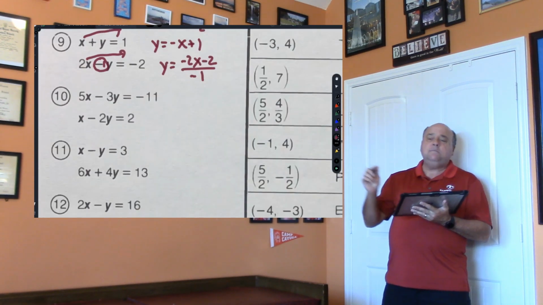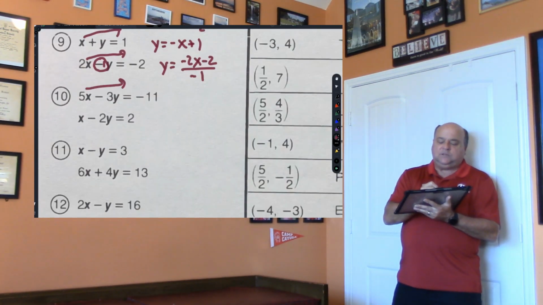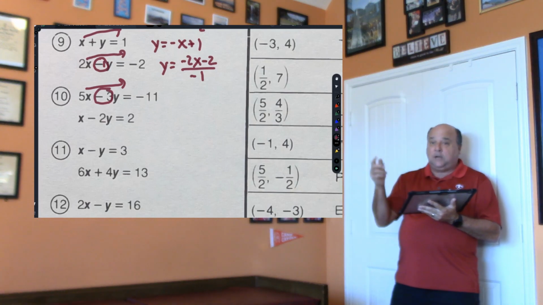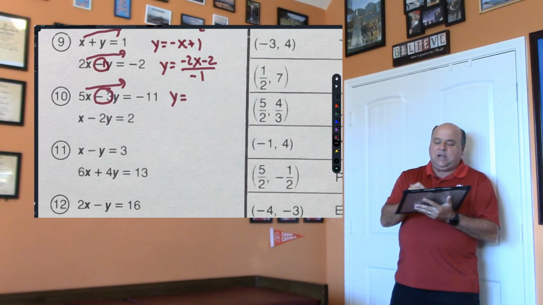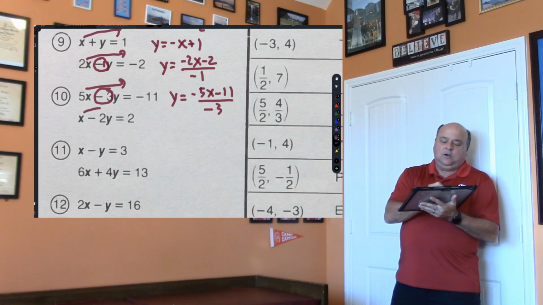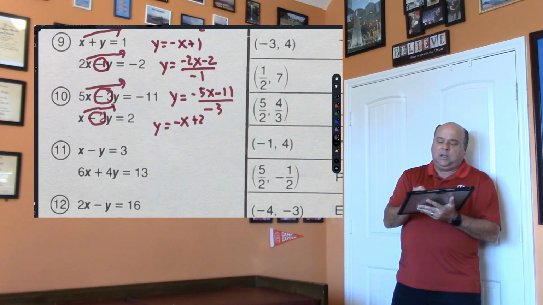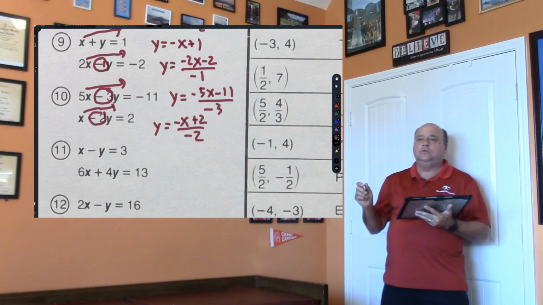And number 10, the x flips, the y goes on the bottom. Hopefully you're getting good at this. So y equals negative 5x minus 11, not plus 11, minus 11 over negative 3. This is right here, the x flips, the y goes on the bottom. So y equals negative x plus 2 all over negative 2.